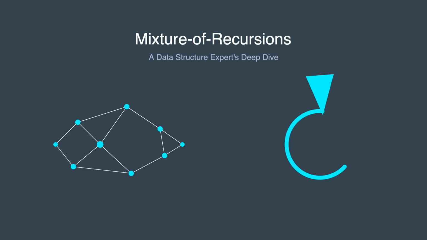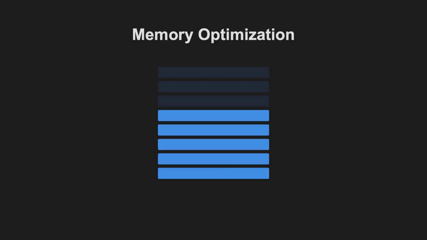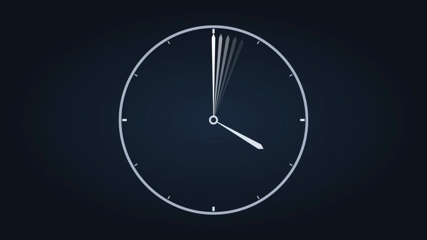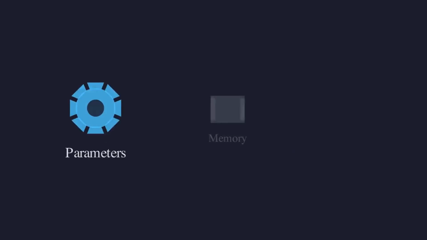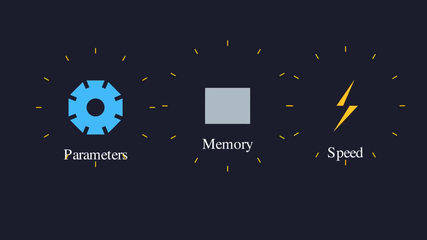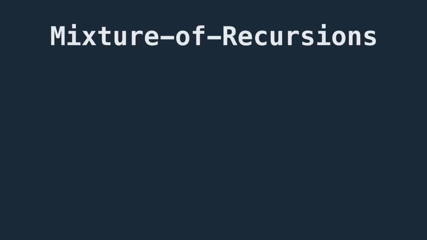What if you could design a more parameter-efficient large language model? What if it was also more memory-efficient? And what if it was computationally faster during inference? A new architecture called Mixture of Recursions aims to do exactly that. Today, we will do a deep dive into the engineering behind this model.